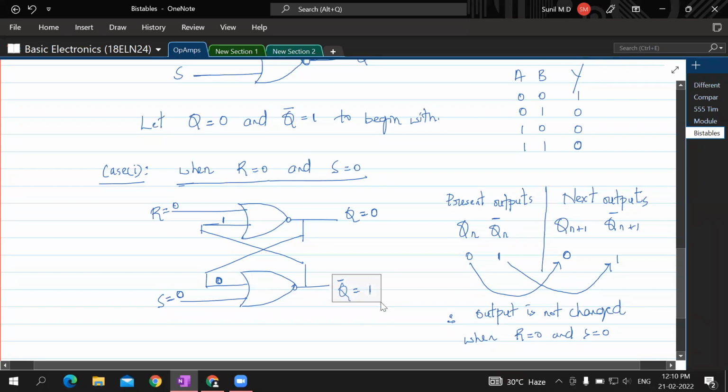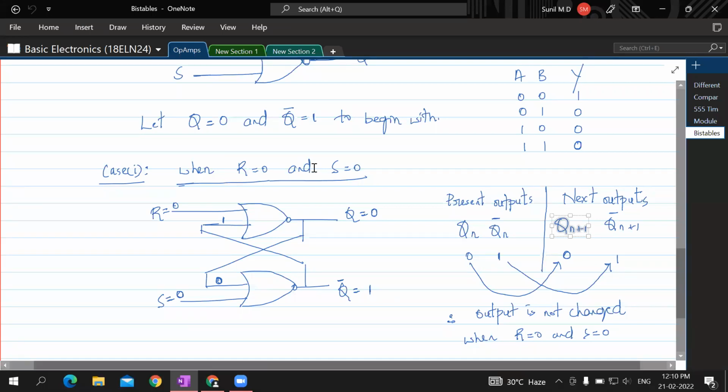Now this output 1, Q bar equal to 1, is given as input here because it is being fed back. Now R is 0, but the other input is 1. If any one or more than one input is 1, what is the output? Output is 0. So earlier Q was 0, now also Q is 0. The earlier Q I am representing as Qn to denote the present state, and this is the next state. So present state Qn is 0, next state is also 0. That means there is no change. Is this understood now?